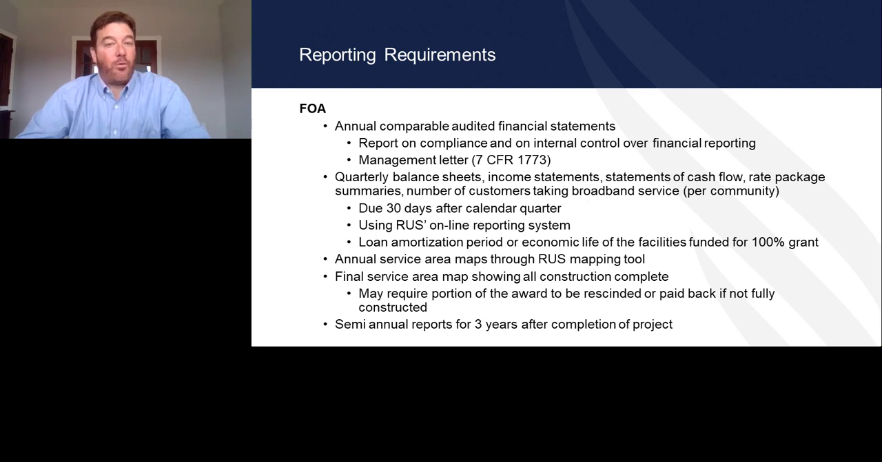FOA also provides for quarterly reporting, which includes balance sheets, income statements, statements of cash flows, package summaries, and number of customers taking broadband service per community. These are due 30 days after each calendar quarter and will continue for the loan amortization period or the economic life of the facilities funded for 100% grant projects. You will use the RUS online reporting system for sending this into RUS.